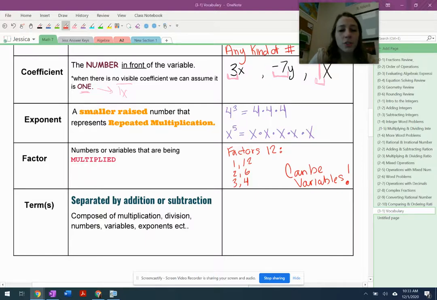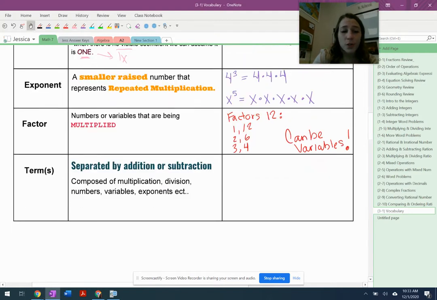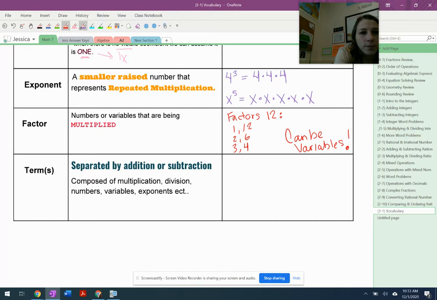So last three definitions here, they do continue on to the back page or the next page, so make sure you did notice that. Terms. So terms, very, very important one. Terms are separated by addition or subtraction. Addition or subtraction for those terms. And they're composed or made up of multiplication, division, numbers, variables, and exponents. They can have all of those things in them.